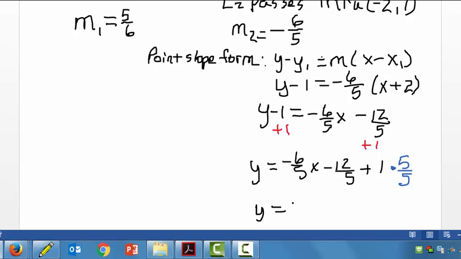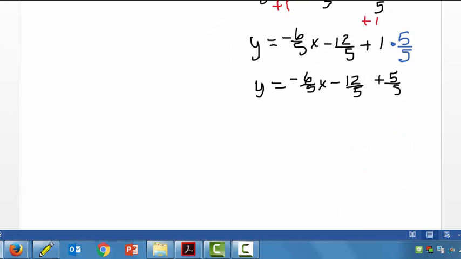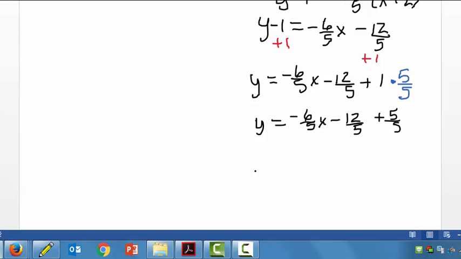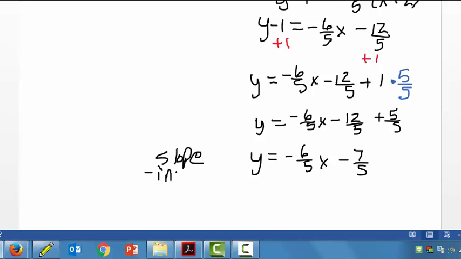And we think of 1 as 1 over 1. Anytime we have an integer, we can always make it a fraction by putting it over 1. So negative 12/5 plus 5/5. And I now have y equals negative 6/5 x minus 7/5. So that would be the slope-intercept form of my line equation. And this could also be entered as an answer. The instruction said either enter the point-slope form or the slope-intercept form of the line equation.